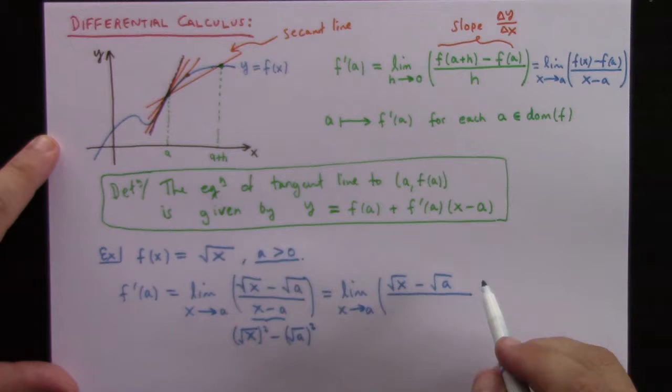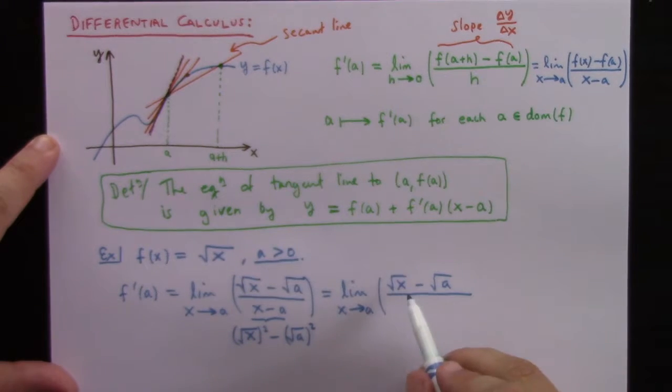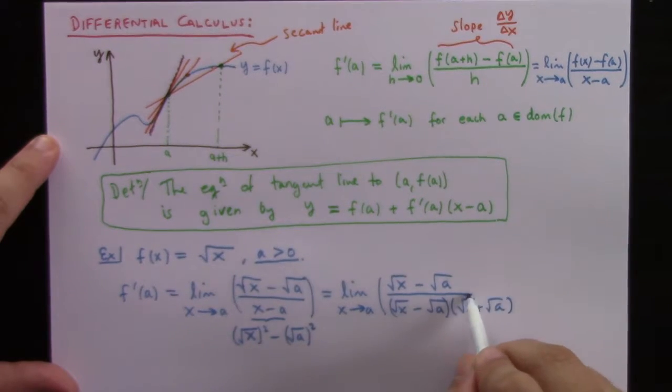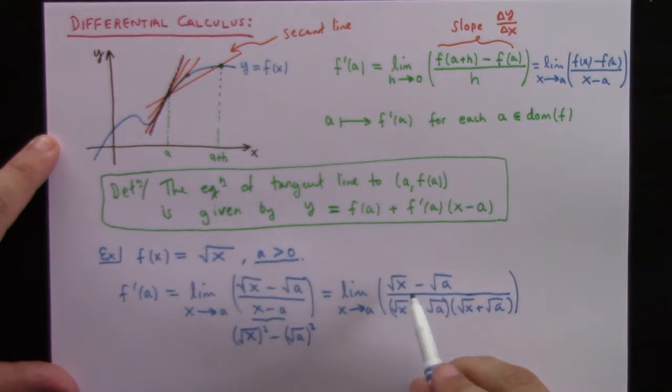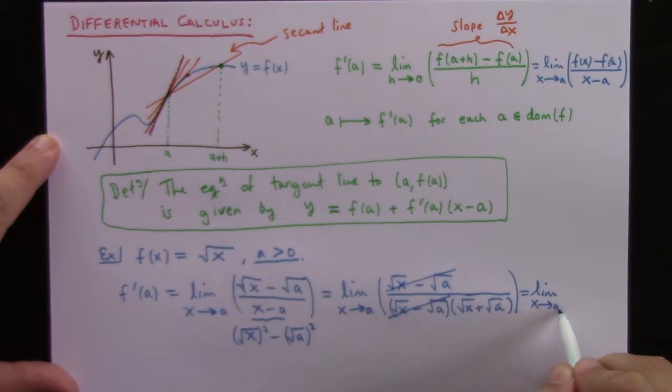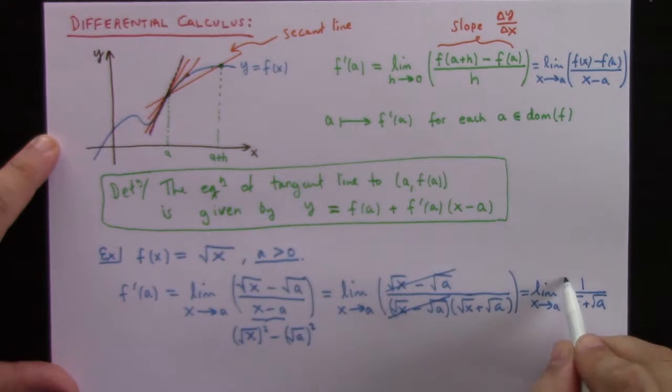Otherwise, this limit won't exist. Anyway, so there you have it. This is square root of x minus square root of a, times the square root of x plus square root of a, factoring, right? Now, x goes to a, but it doesn't reach a in the limit, which means we can reduce these, they cancel out, and we're just left with the limit as x goes to a of 1 over the square root of x plus the square root of a.